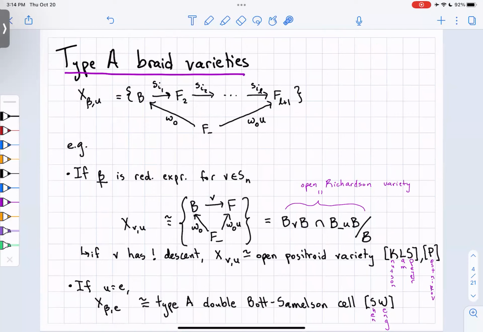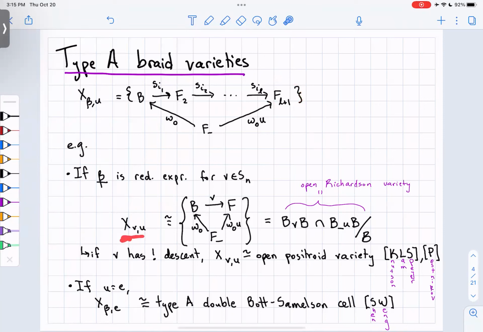So the nice special cases are these. If you're in the situation where your beta underline is actually a reduced word, so it's a reduced expression for some permutation B, then if you look at this walk up here, all that this walk is telling you is that B and your final flag are in relative position B. So in fact, all of the intermediate flags in this walk are completely determined by the final flag.